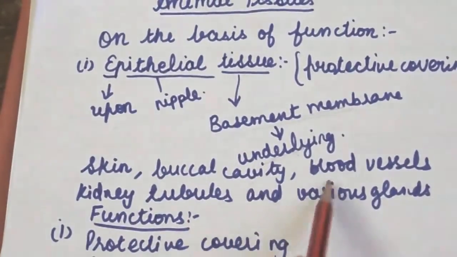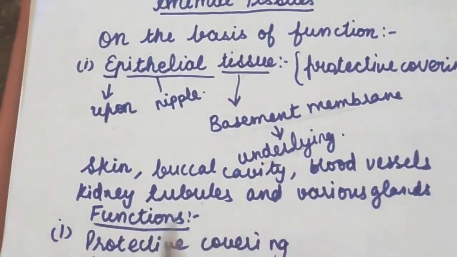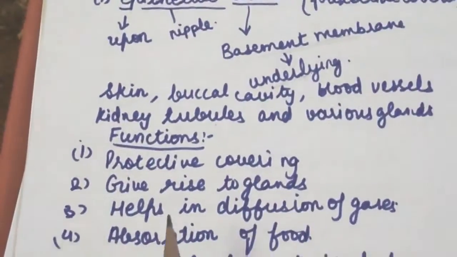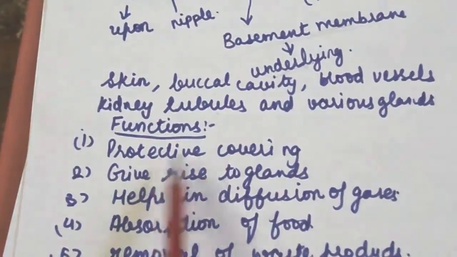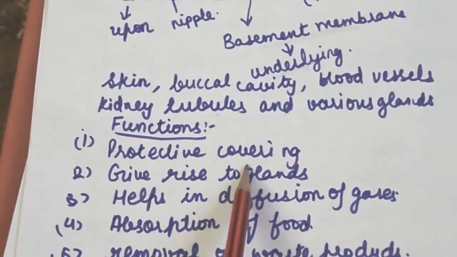In the buccal cavity, in the blood vessels, kidney tubules and various glands. What are the functions of the epithelial tissue? Epithelial tissue provides protection to the underlying tissues from mechanical and chemical injury, means they are protective covering.